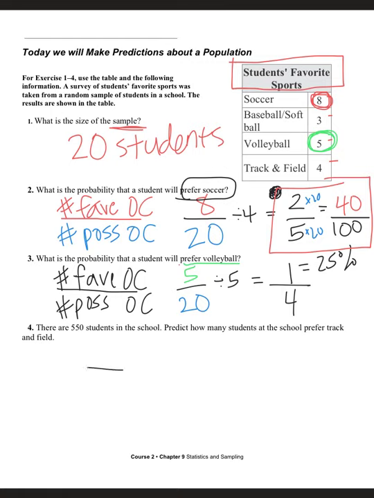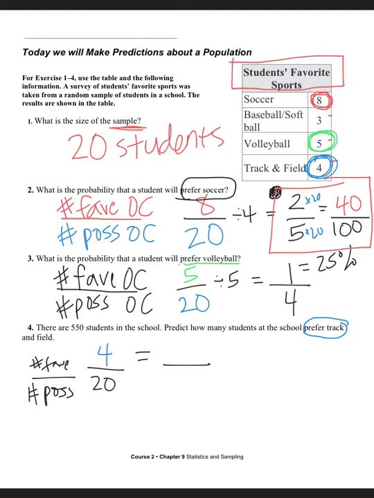Whenever we have a proportion, we're always going to have two equivalent fractions or two equivalent ratios. We're still using the probability ratio, the number of favorable over the number of possible outcomes. So first we need to look at how many students prefer track. We can see that there are 4 students that prefer track out of a total of 20 students. So that's the probability that the problem gave us from the sample. There's a 4 in 20 chance that a student will prefer track and field.